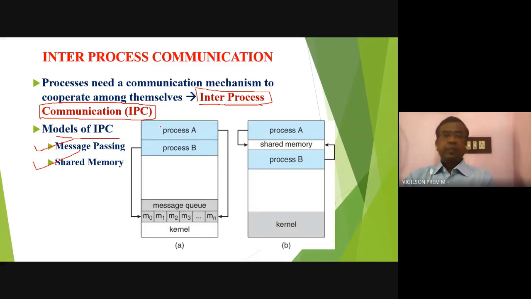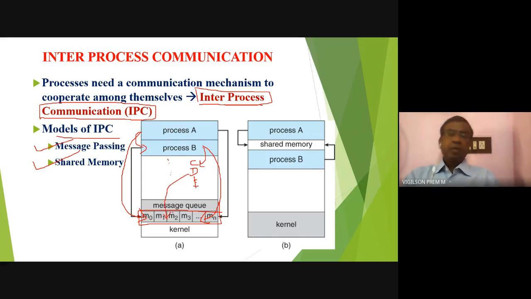See the diagram, message passing. Process A is there, process B is there, process C. So many processes may be available in the memory, and this memory has one separate block called the message block. Using this message block only, processes A and B can communicate. A wants to communicate with B, so A will place the message in the message queue. B wants to communicate with C, so B will place the message in the message queue. And D wants to communicate with E, so D will place the message in the message queue.